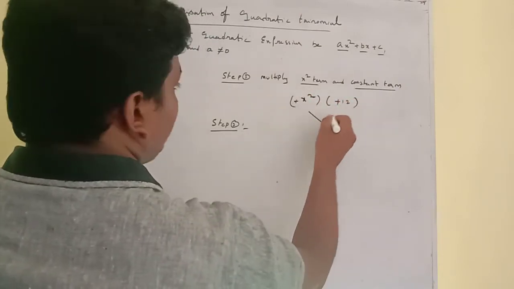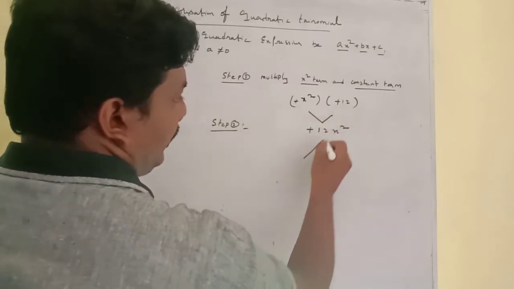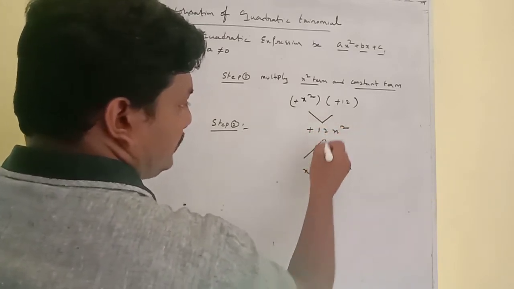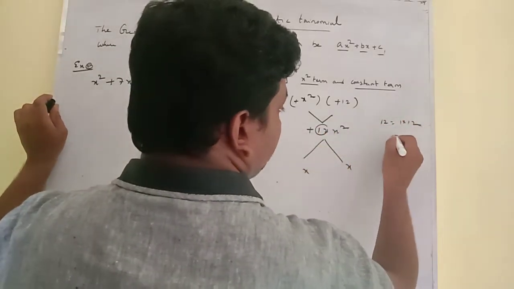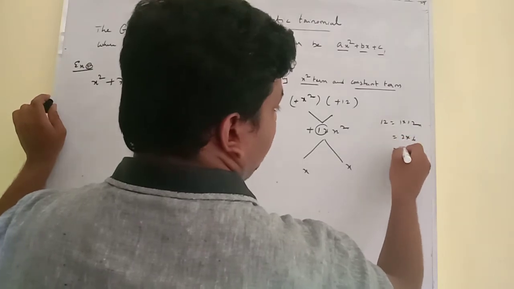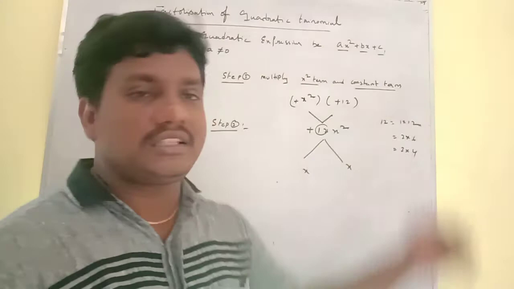So you can split like this: plus into plus, plus 12x square. Now we can divide x square as x and x. 12 can be written using which table? 1 into 12 is possible, 2 into 6 is possible, 3 into 4 is possible. So 3 pairs are possible here.